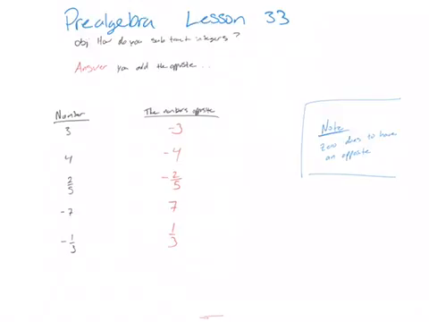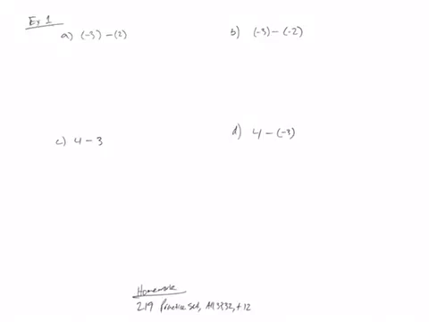So let's try a few of these. So we're just saying negative 3 minus 2. What we're going to do is we're going to say that negative 3 plus the opposite of 2. The opposite of 2 is negative 2. And now we're going to go back and apply our principles that we already learned about adding integers. Well, those have the same sign, so I'm just going to add them. 3 plus 2 is 5. And I'm going to keep the sign of those. Those are both negatives. It's going to be negative 5.